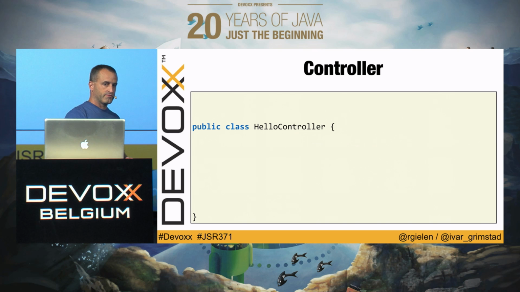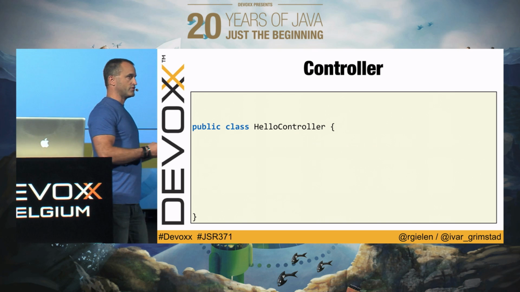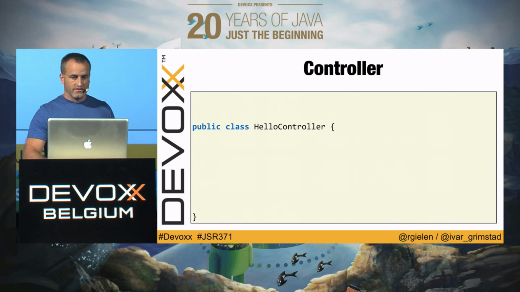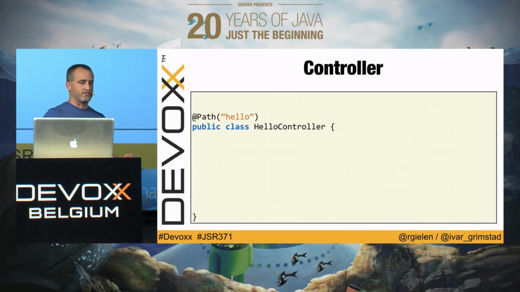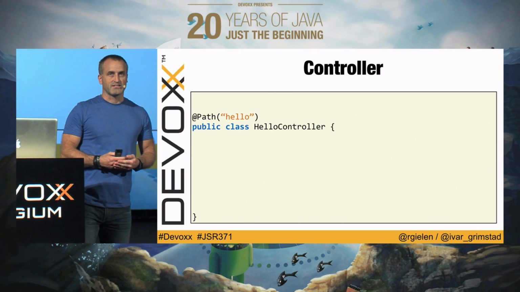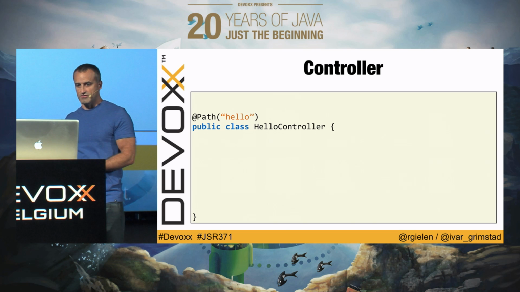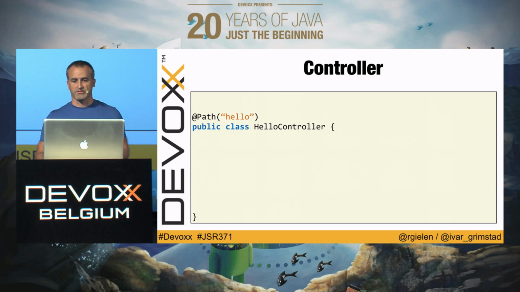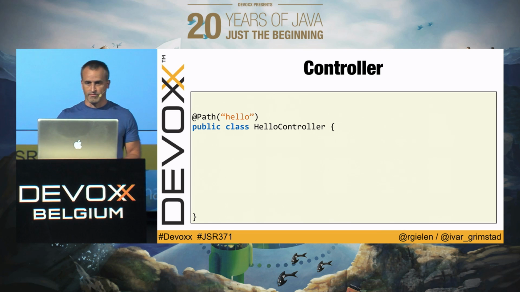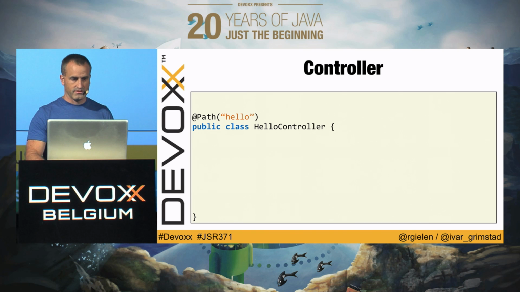You start with just a basic POJO, in this case the HelloController. Then I add a @Path annotation, and those who are familiar with JAX-RS see that this is exactly the same as you would do for a JAX-RS resource. And this is one of the advantages of building on top of JAX-RS: it's already there and we can use it and we don't have to do anything new. So it's familiar to us.